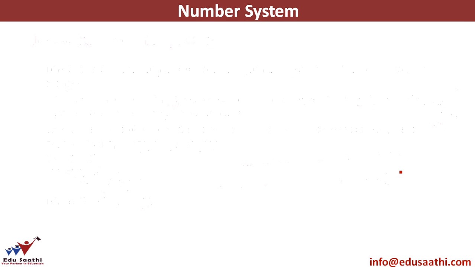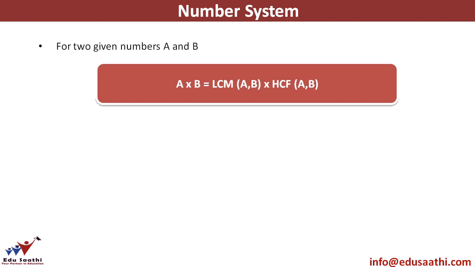Okay. So let's take two numbers A and B. LCM of A and B into HCF of A and B would be equal to the product of the two numbers. So this is valid for two numbers only. For two numbers, the product of LCM and HCF is equal to the product of the two numbers that you have. So example, let A be equal to 120.